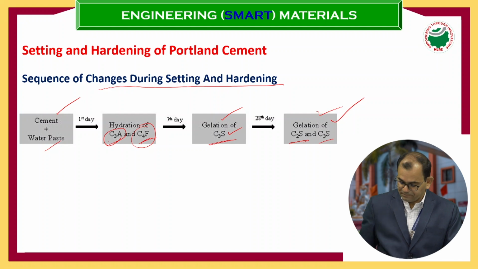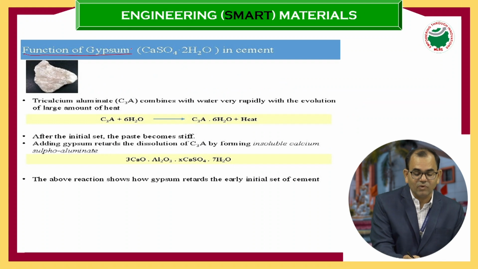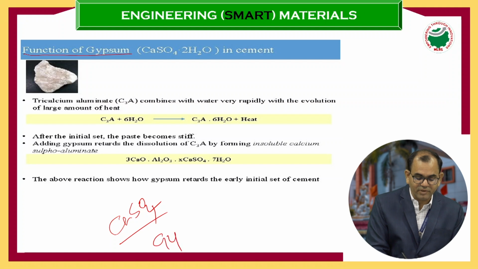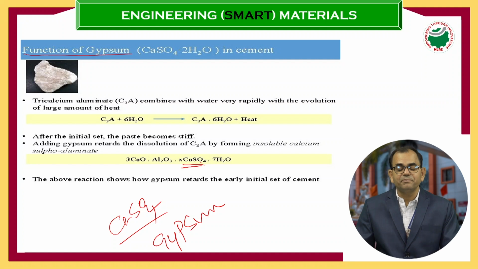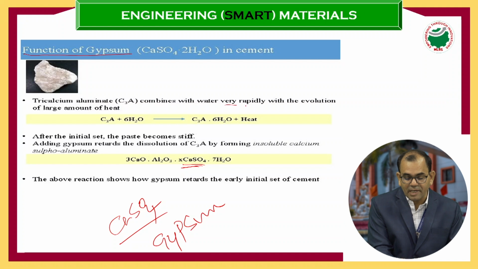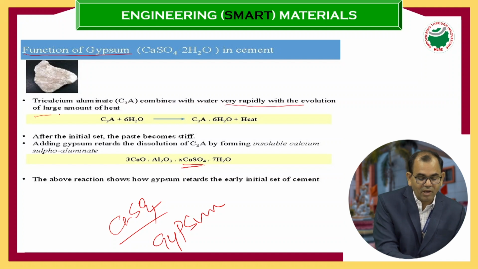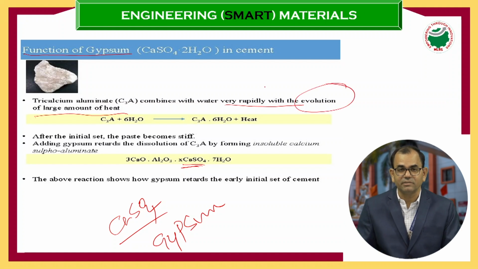Okay. Now we can see here the function of gypsum. What is gypsum? Calcium sulfate is nothing but gypsum, GYPSUM. Okay, calcium sulfate, here it is written. Here we can see calcium sulfate is gypsum. What is it doing? Tricalcium aluminate combines with water very rapidly with the evolution of a large amount of heat. Evolution is nothing but release of heat. As I said, it's an exothermic reaction.